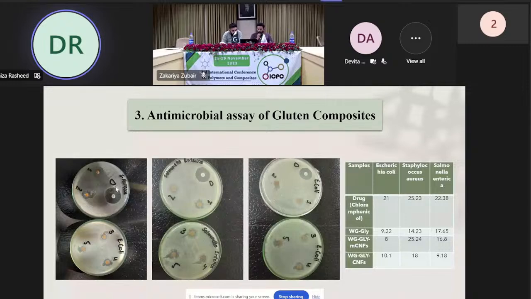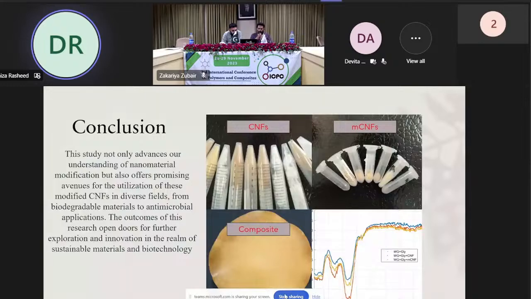So in conclusion, we can say that this study advances our knowledge of how we can use these nanomaterial modifications for promising solutions in different types of materials derived from biodegradable polymers, and they can offer us sustainable alternatives to the synthetic materials which we use very often in our environment, and which are of course not very good for the environment.